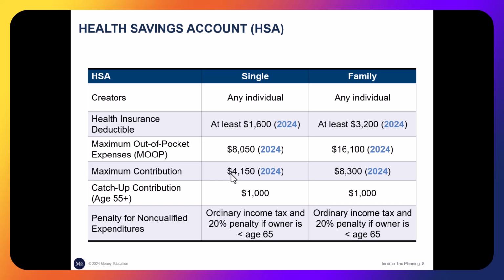So what do you need to be considered an HSA? The health deductible in 2024 must be at least $1,600 for a single individual and $3,200 for a family. The maximum out of pocket, so this is a limit that the insurance company can charge you, is $8,050 for a single, $16,100 for a family. The max contribution that you can make to this health savings account is $4,150 for a single and $8,300 for a family. You can make an additional $1,000 catch up on each plan if you're over 55.